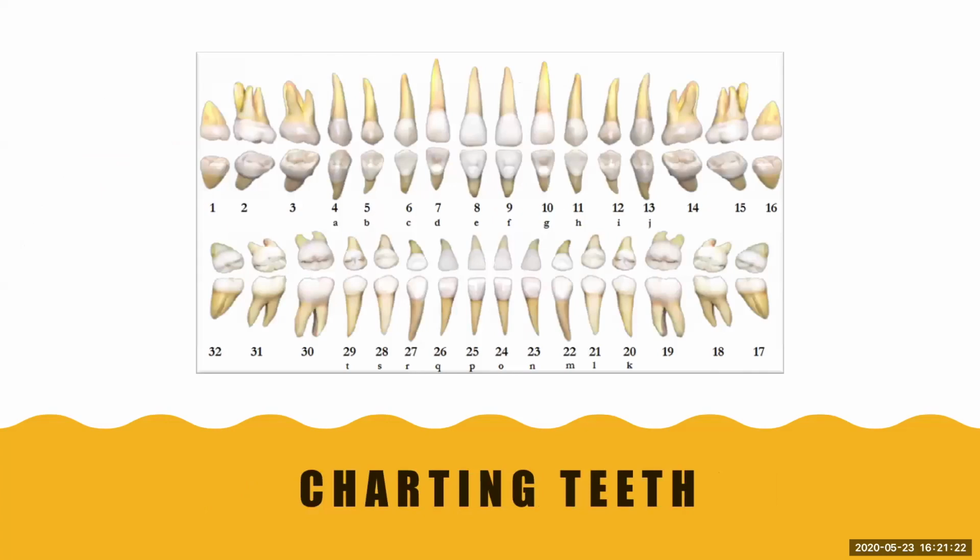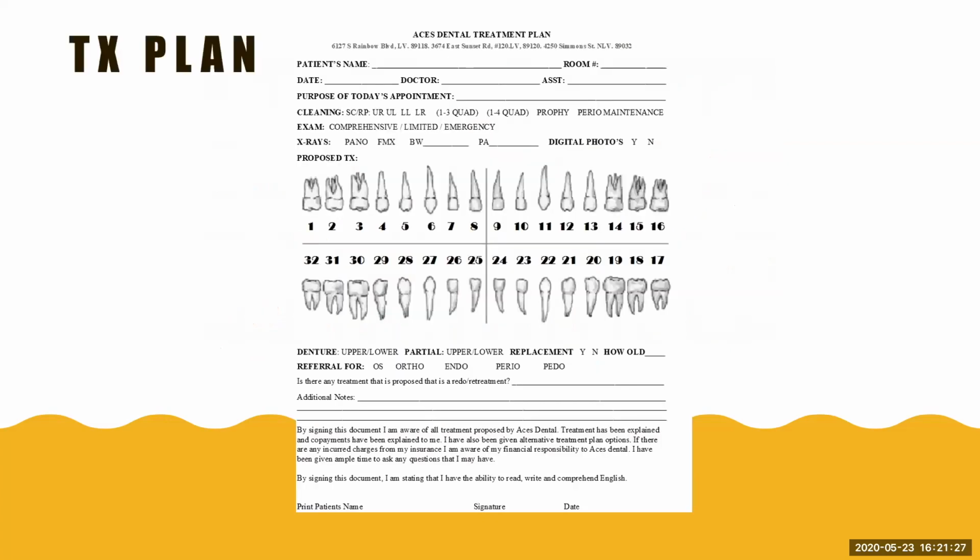Charting of teeth will be extremely important while writing down treatment plans. The ACES Dental Treatment Plan looks like the document on your screen. Please enter the patient's name, date, the name of the doctor, and your name on this form. Write down the purpose of the appointment. For example, if it's a new patient exam, write NPA. If it's an emergency, write emergency. If it is a perio cleaning, then write perio cleaning. Enter the other relevant information in the area provided.